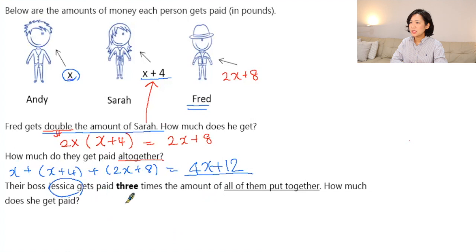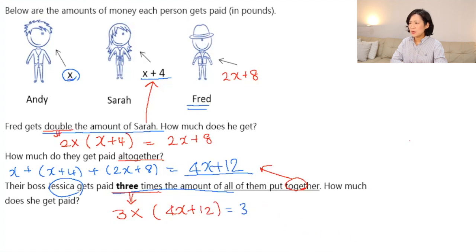Now Jessica gets 3 times the amount of their total. This is our final goal. So 3 times is 3 times. Then have a bracket, and there you know their total is 4X plus 12.